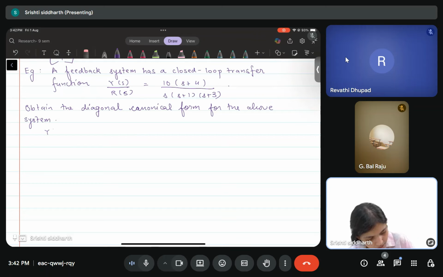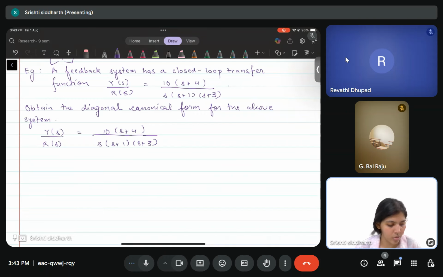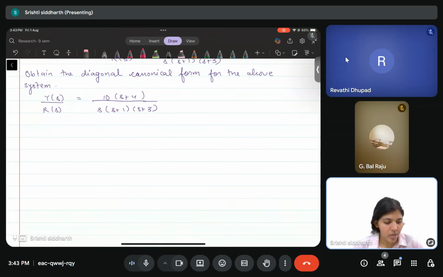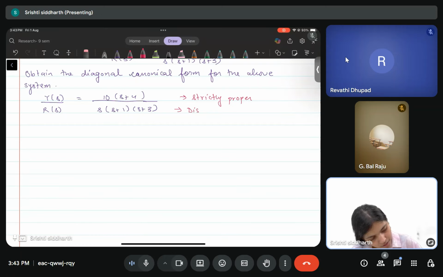Okay, so let's rewrite the transfer function. This is simply 10(s+4) over the denominator, which is already expressed in terms of its factors. The first observation is that this is strictly proper, so D is going to be 0. The next is that we have distinct eigenvalues or poles at s equals 0, minus 1, minus 3. So this is the simplest case.